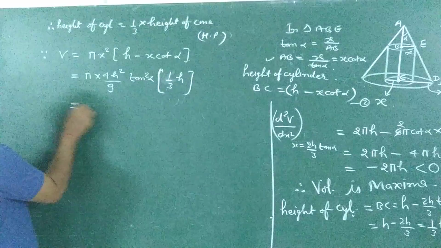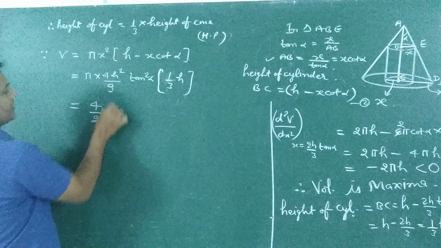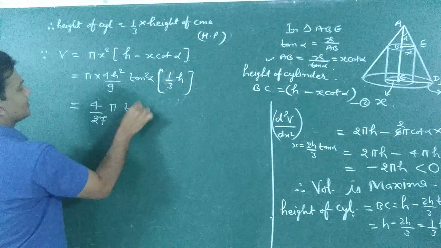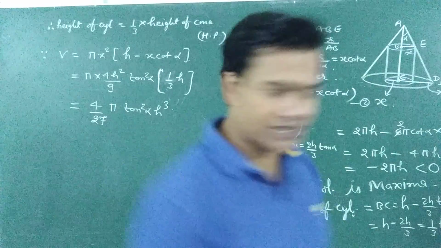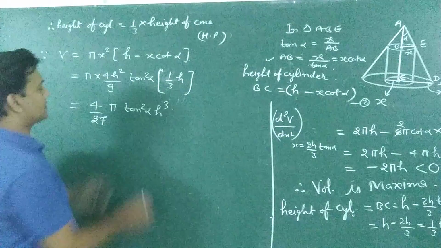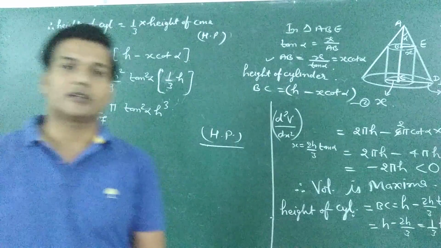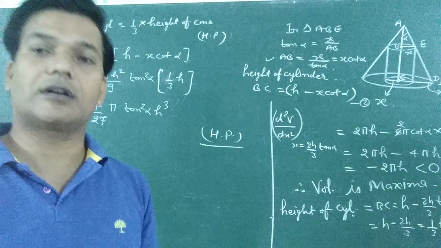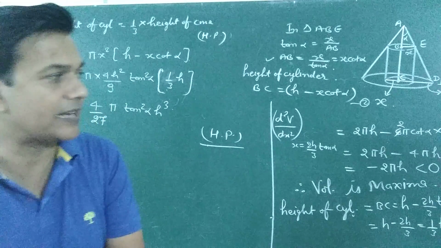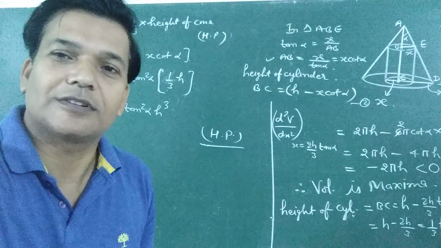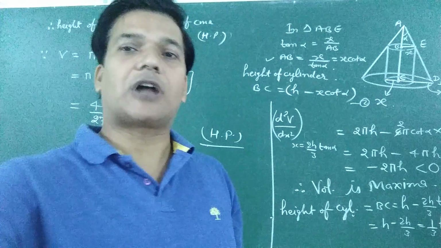So multiplying these, 4 by 27 into pi tan square alpha and h cube. What we have to prove is 4 by 27 pi h cube tan square alpha. This is our second hence proved result, that the volume is this one. So in this way we have discussed the main problems of miscellaneous, and now the rest of the maxima minima problems you should do yourself. Whatever doubts you have, discuss them in class.